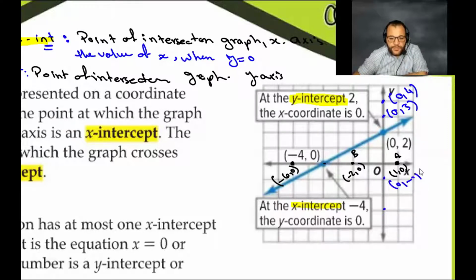0 and negative 1. 0 and negative 3. So all of the points which lie on the y-axis have x value equals what? What is the x value for any point that lies on the y-axis?